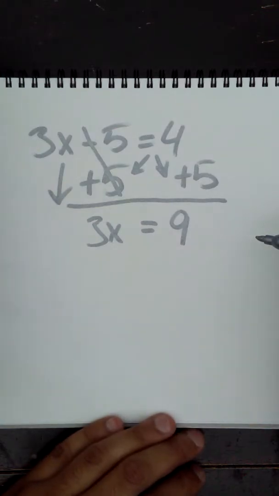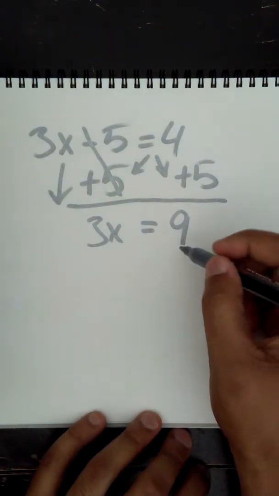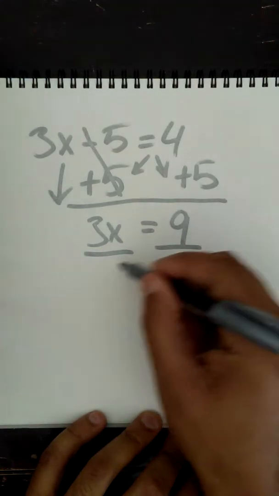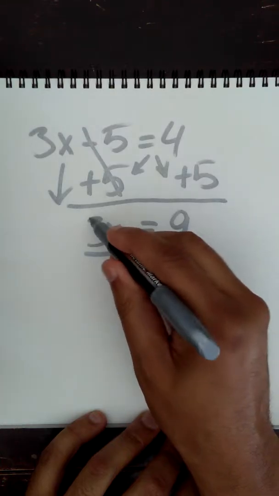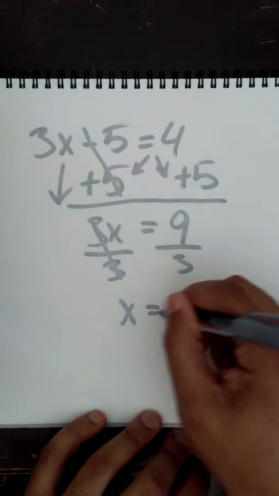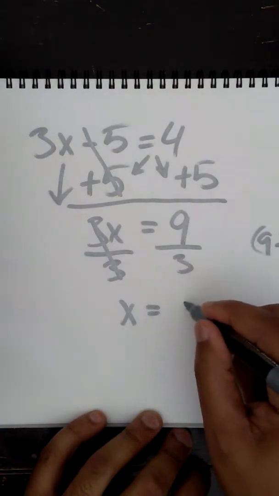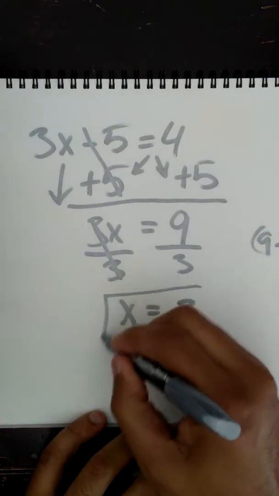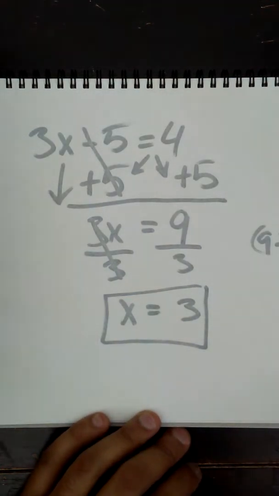We still use our inverse operation. So 3x equals 9. We're going to divide by 3. 3 divided by 3 is 1, so this crosses out. We bring down x, bring down our equal sign. 9 divided by 3 equals 3, and there's our answer. x equals 3.